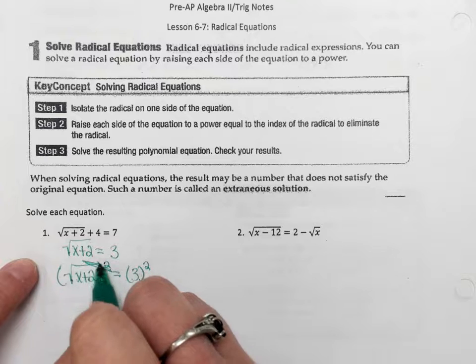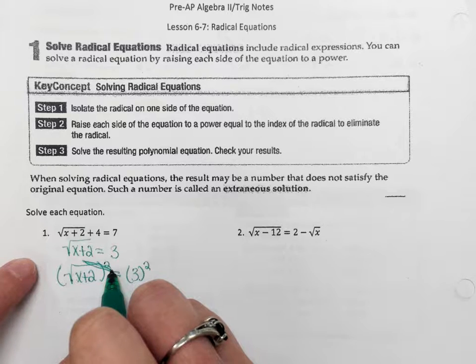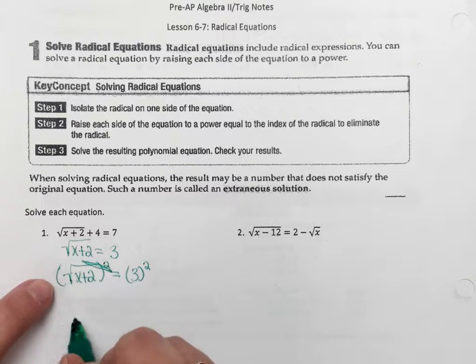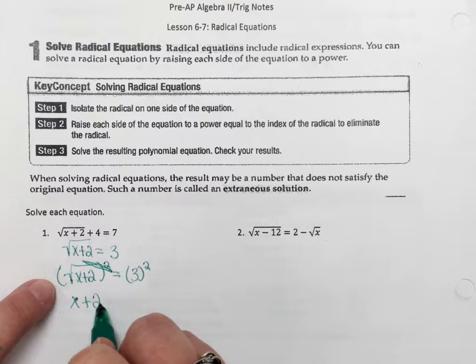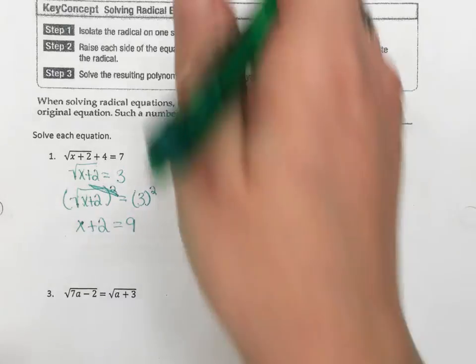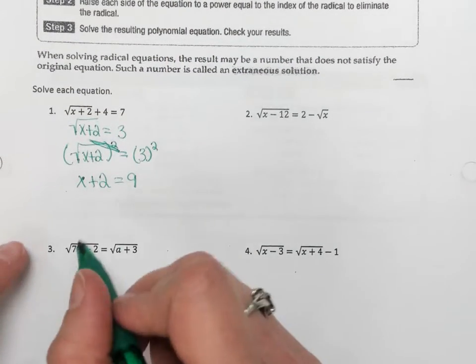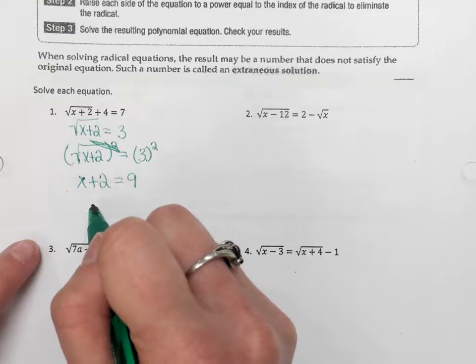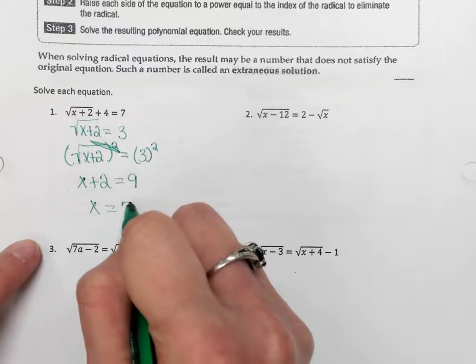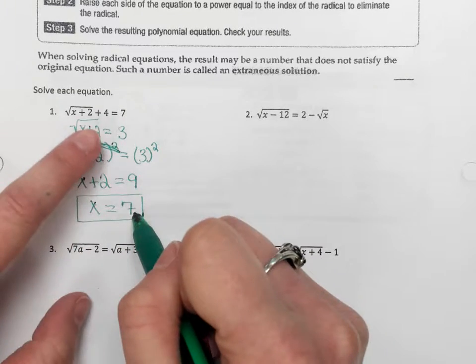Why will these cancel out? Because the same root and the same power will cancel out. So a third root and a third power, a seventh root and a seventh power, a square root and a second power will cancel out. So it leaves me with x plus 2 equals 9. All okay so far? Alright, and it's one more step. Subtract the 2 and you get 7. Let's plug it in and see if it works.